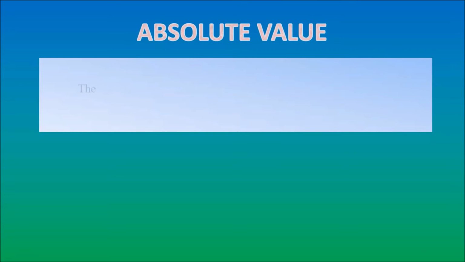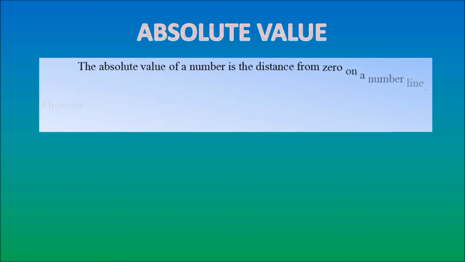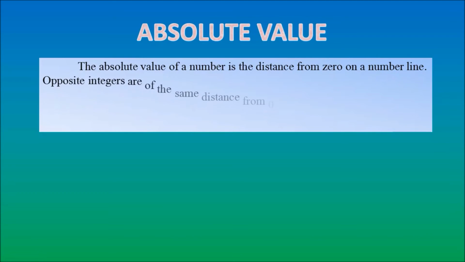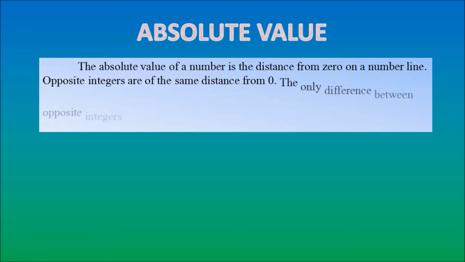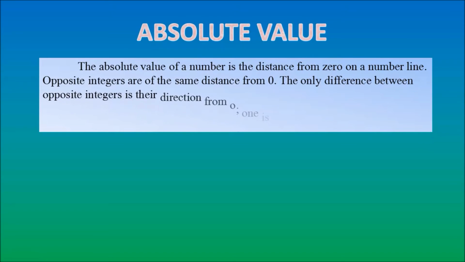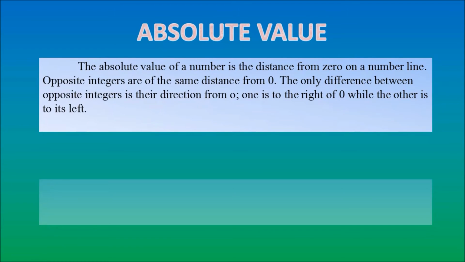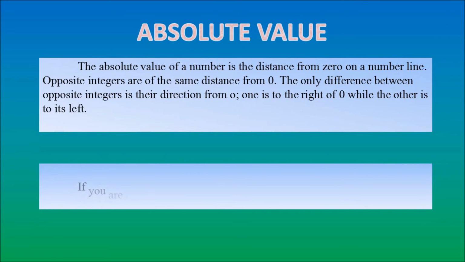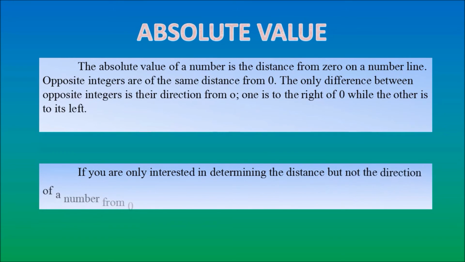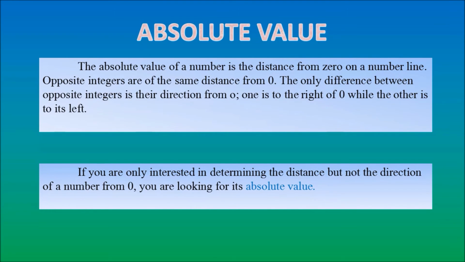Absolute value. The absolute value of a number is the distance from 0 on a number line. Opposite integers are of the same distance from 0. The only difference between opposite integers is their direction from 0. One is to the right of 0, while the other is to its left. If you are only interested in determining the distance but not the direction of a number from 0, you are actually looking for its absolute value.